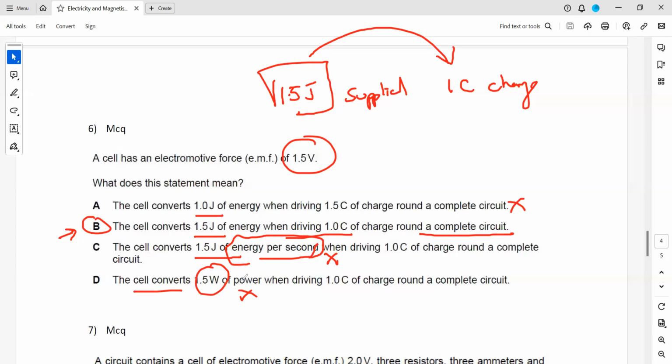EMF, electromotive force, is actually a relation between the energy and the charge. How much energy is given to one coulomb of a charge to move it around a closed circuit? That is known as EMF, or electromotive force. That's why B is the right answer for this.